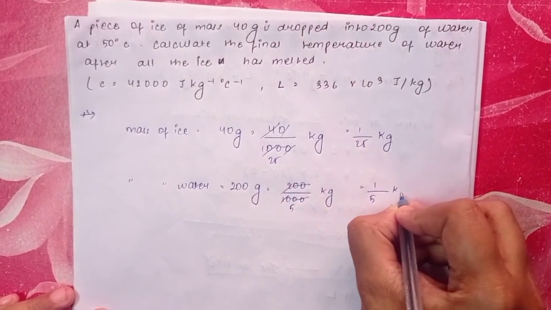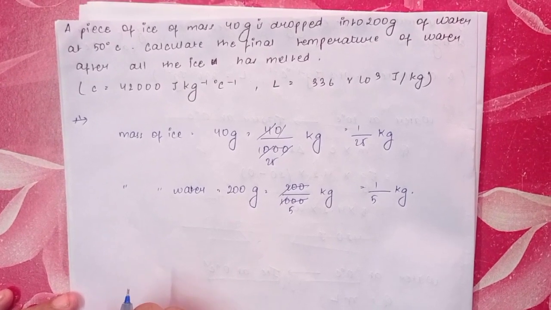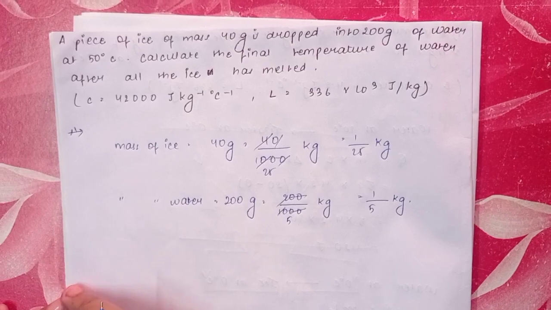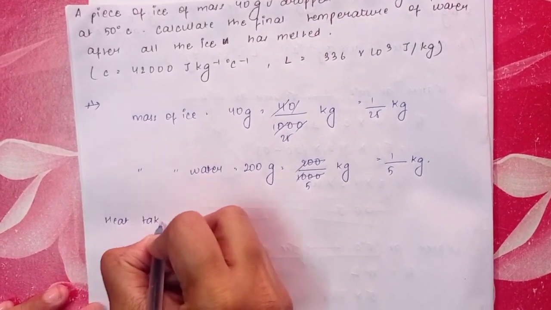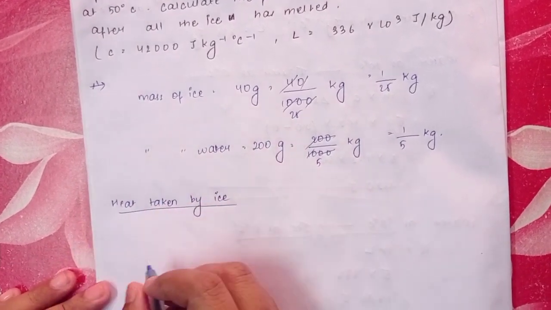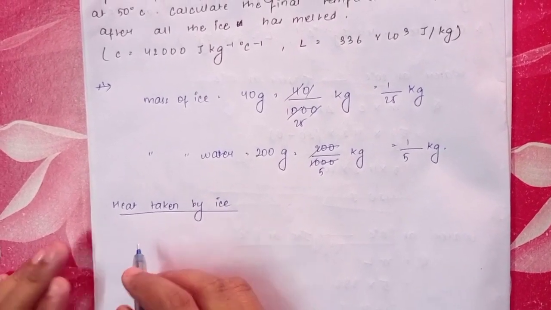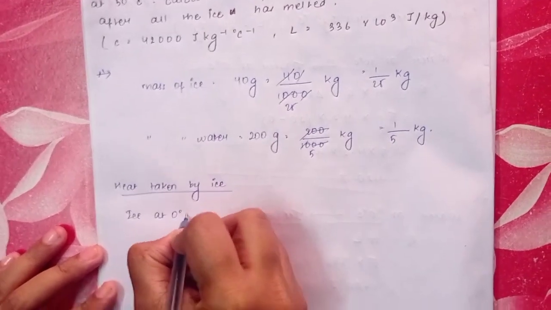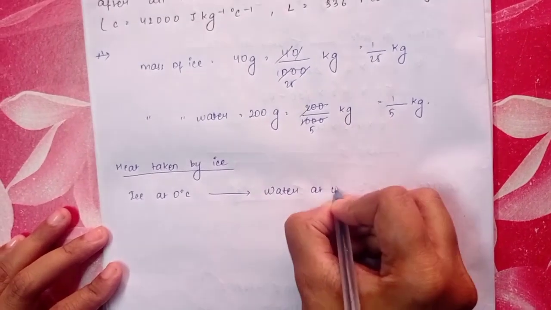1 by 5 kg. So as we know that the hot object will release its heat and the cold object will take the heat. So in this case, what is going to take the heat? Ice, obviously. So let's see. Heat taken by ice. So first of all, the ice is at 0 degrees Celsius. It will convert to water at 0 degrees Celsius. So let's write: ice at 0 degrees Celsius converts to water at 0 degrees Celsius.